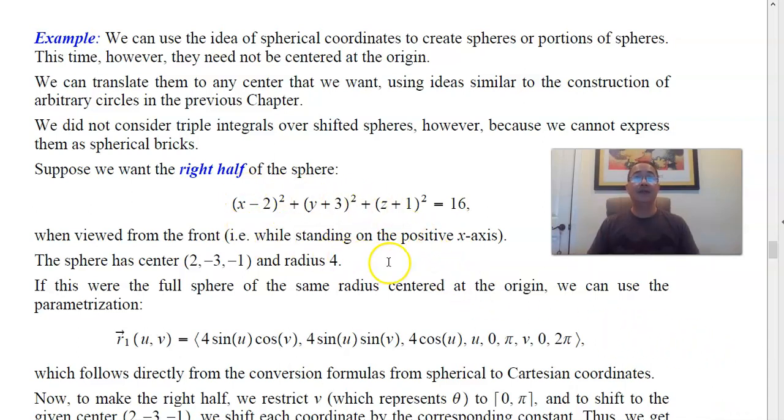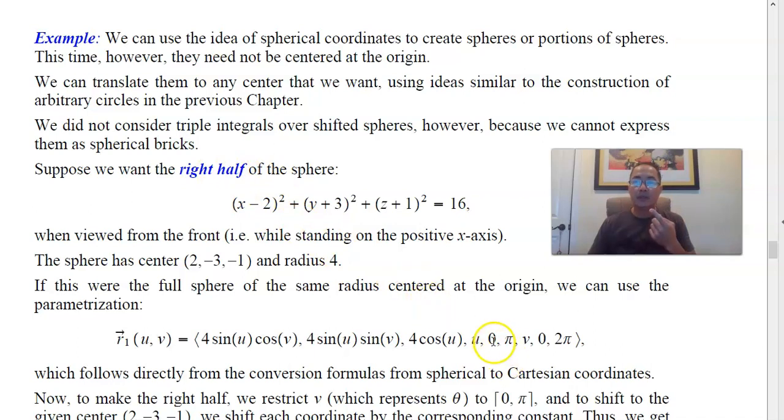So for example, if we have this sphere, we could do the right half of the sphere just by adjusting the domain. If it were a full sphere centered at the origin and the radius is 4, we know exactly how to parameterize it. What do you have to do to adjust to the center? All you have to do is move x, y, and z to the corresponding center. So the center is at 2, minus 3, minus 1. There it is. All we have to do is add 2, minus 3, minus 1 to the 3 coordinates. We want the right half of the sphere.